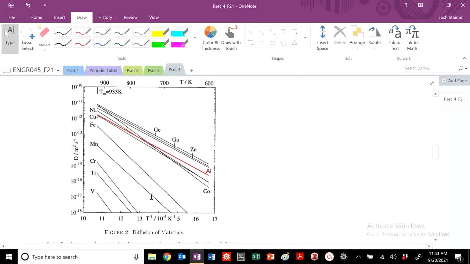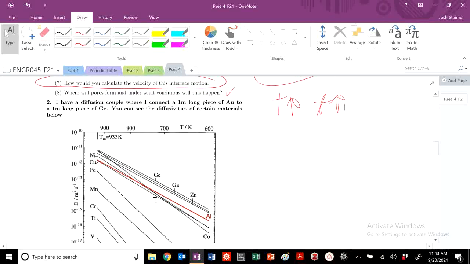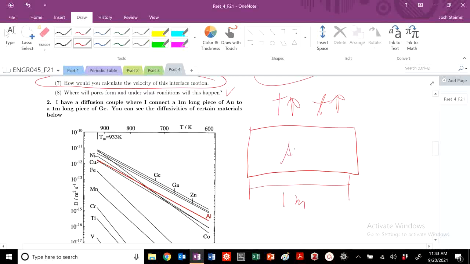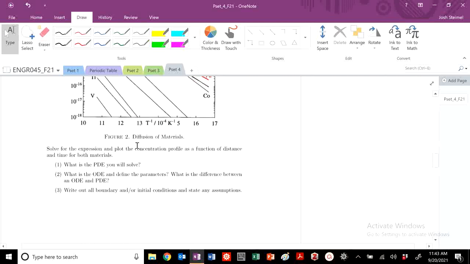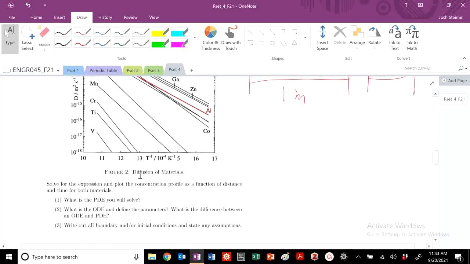So let's look at the next one. I have a diffusion couple, and I connect a meter-long piece of gold to a meter-long piece of germanium, not to scale, but you get the picture. I can look at the diffusivities below here. So I need to solve the expression and plot the concentration as a function of distance and time for both materials. So the PDE that I'm going to solve is Fick's second law, dc/dt equals D d squared c/dx squared.